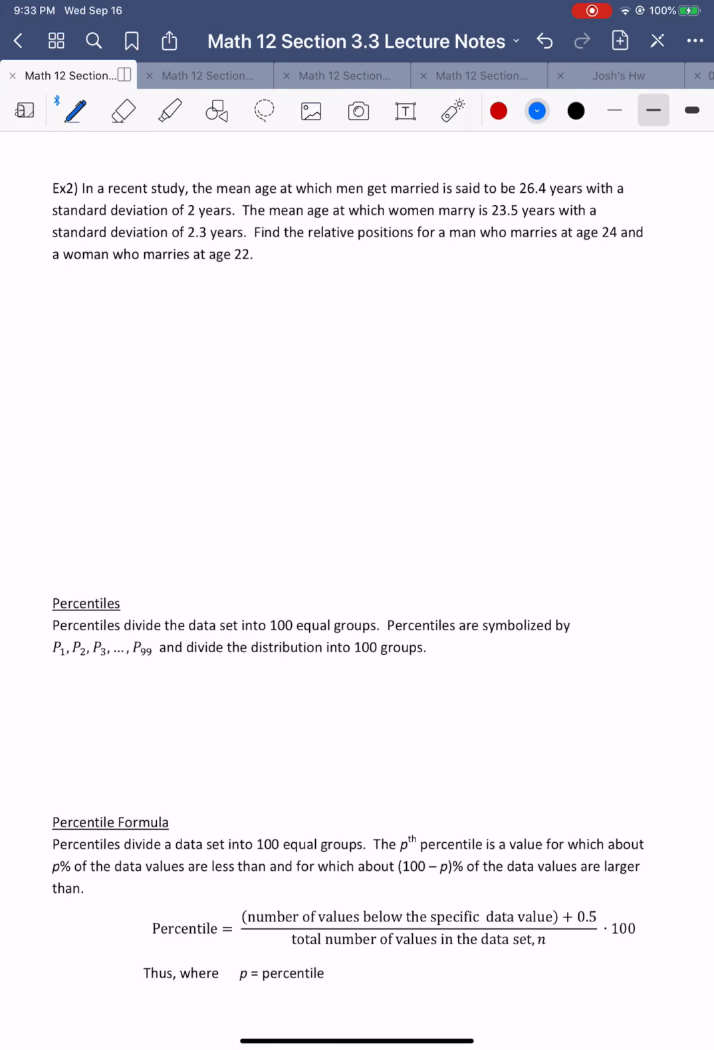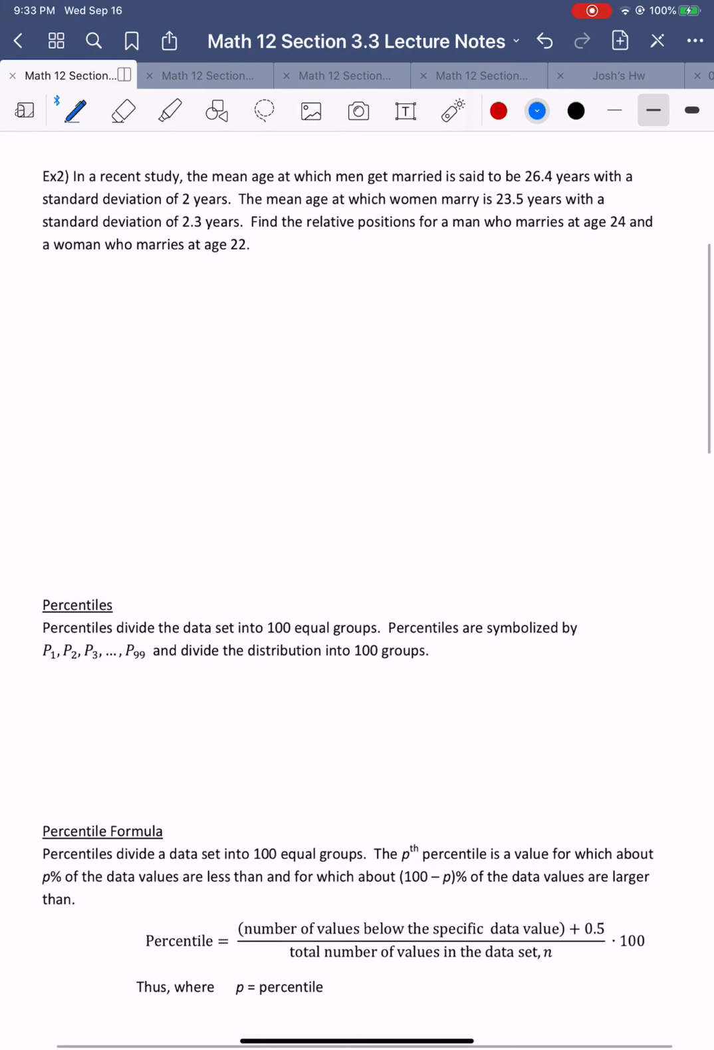In number 2, a recent study says the mean age at which men get married is 26.4 years with a standard deviation of 2. The mean age at which women marry is 23.5 years with a standard deviation of 2.3 years. Find the relative positions for a man who marries at age 24 and a woman who marries at 22. So there's a man and a woman.